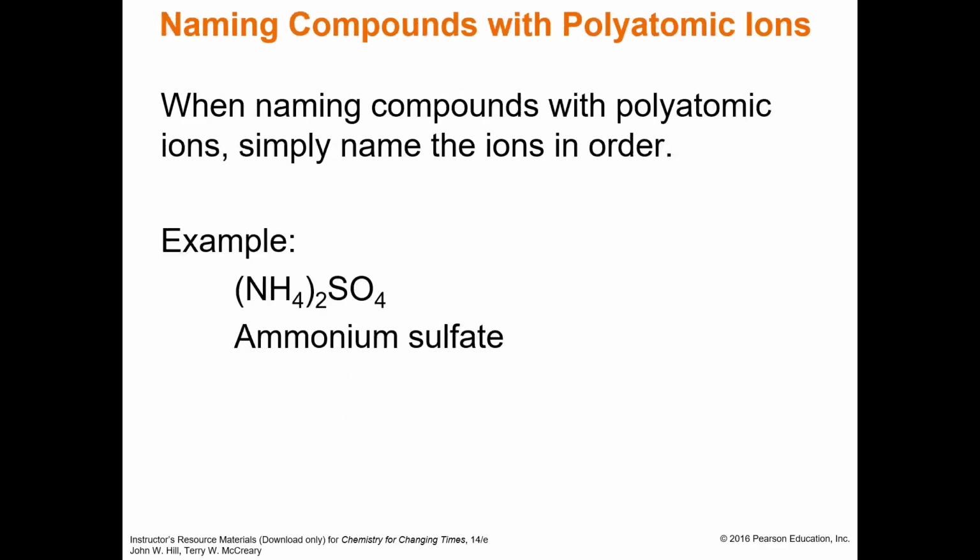So when naming compounds with polyatomic ions, simply name the ions in order. Here we have an example of the formula, and we're trying to come up with the name of it. This is ammonium, if you look at your polyatomic ions, and then this would be sulfate. So all we have to do is write that out: ammonium sulfate. There we go. Notice we don't have to name how many of them there are, because these are still binary ionic compounds. They just happen to have polyatomic ions.